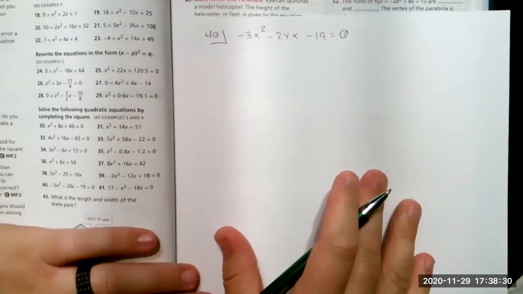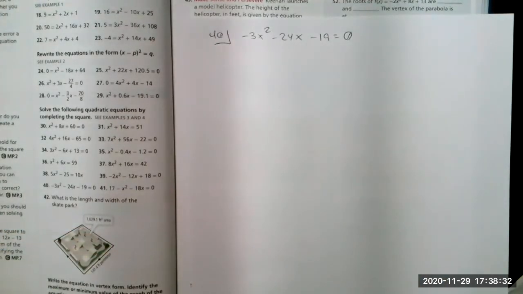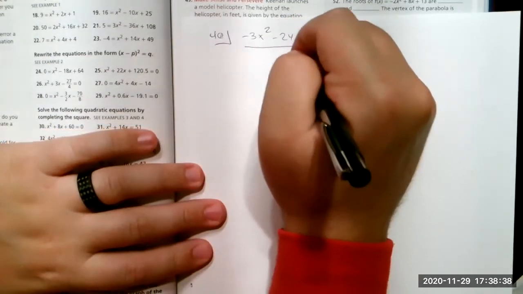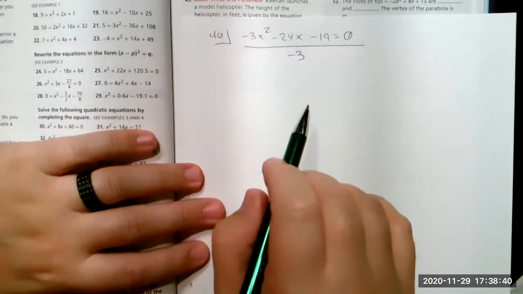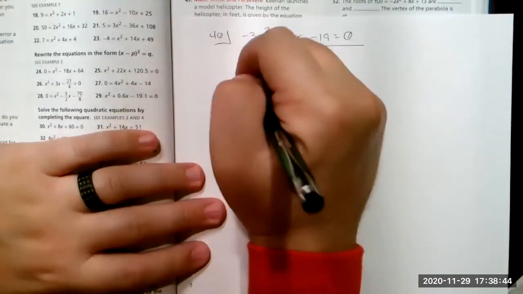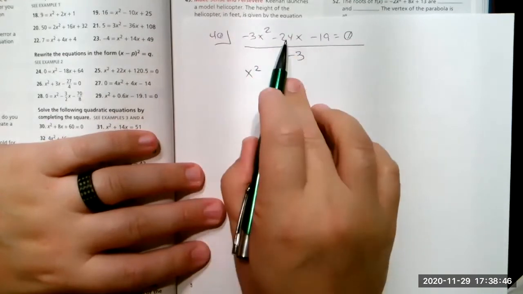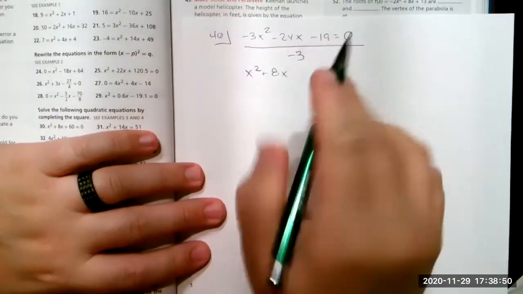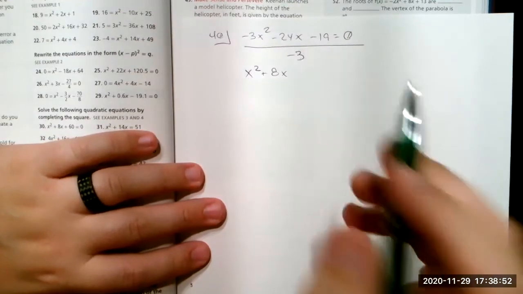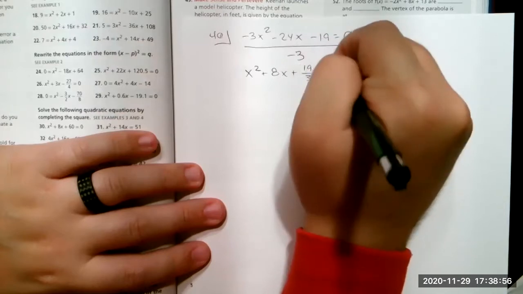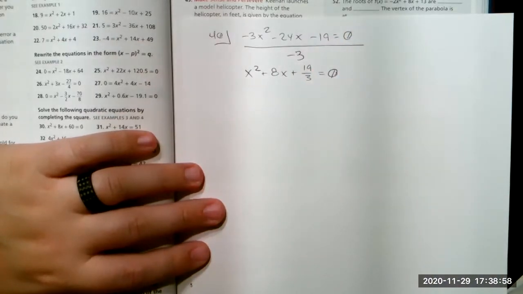All right. Again, I can't complete the square if that leading coefficient is not a 1. So I'm basically going to have to divide this entire thing by -3. And hopefully we don't end up with too many nasty numbers. -3 divided by -3 is +1. -24 divided by -3 is 8. -19 divided by -3 is going to be +19 thirds. And then 0 divided by anything is always 0.